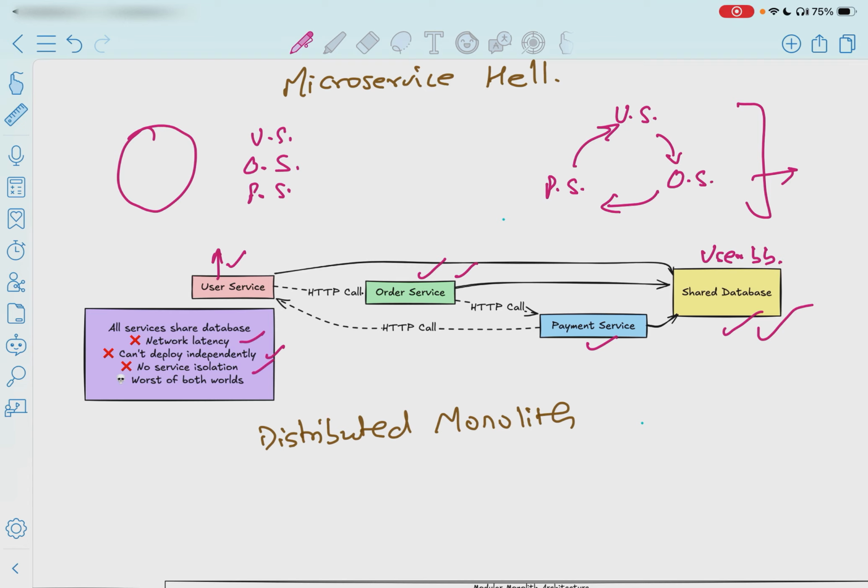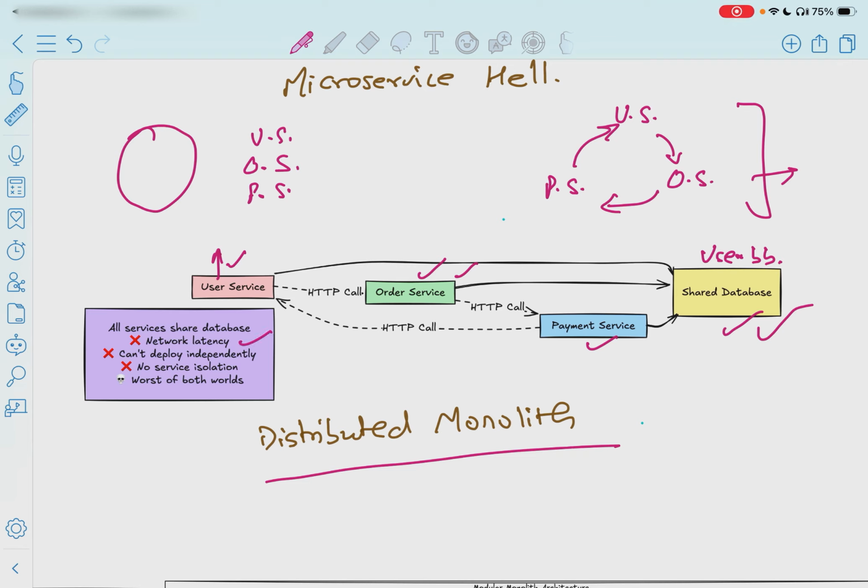So basically what we have created here is not a monolith, not a modular monolith, not a microservice. This is a distributed monolith, right? We have introduced very tight coupling here.